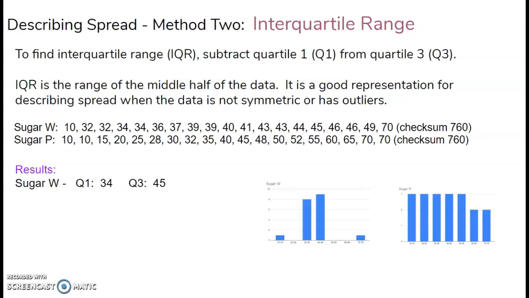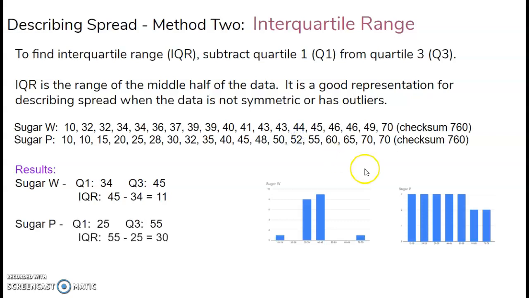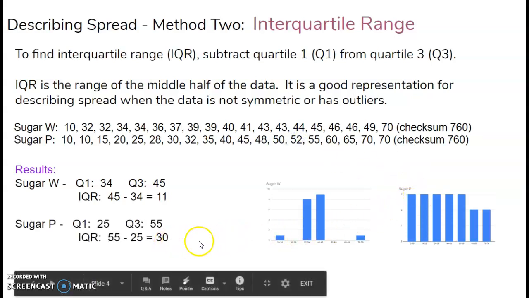Q1 was 34, Q3 was 45. You subtract them, and the interquartile range on W is 11. Repeat that for sugar P, which its values were 25 and 55, so its interquartile range is 30 units. So this is telling me already that sugar P's data is very spread out, while sugar W's data is very close together, minus the two outliers. But see, interquartile range does not count the outliers. That's why it's a better indicator than range for how spread out the data is.